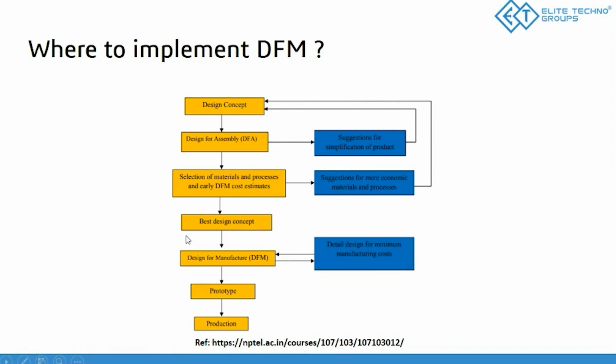It is at this stage, after you get an initial design concept, and the initial design concept has gone through some iterations for the assembly, the selection of material, and some early DFM estimate, that you arrive at a more refined design concept. Then you apply a rigorous DFM to that intermediate design concept for getting a more detailed design with respect to minimizing the manufacturing cost.